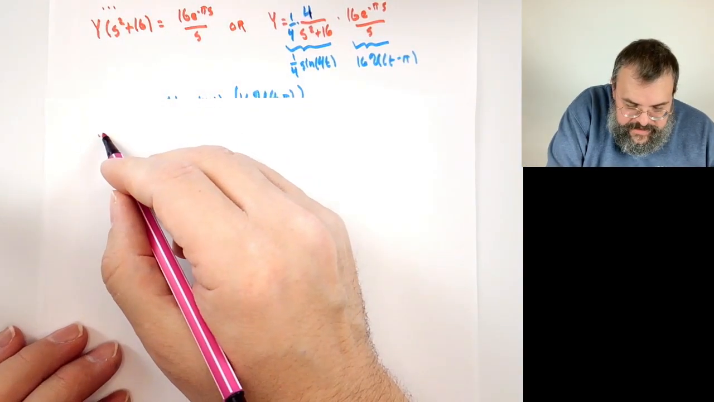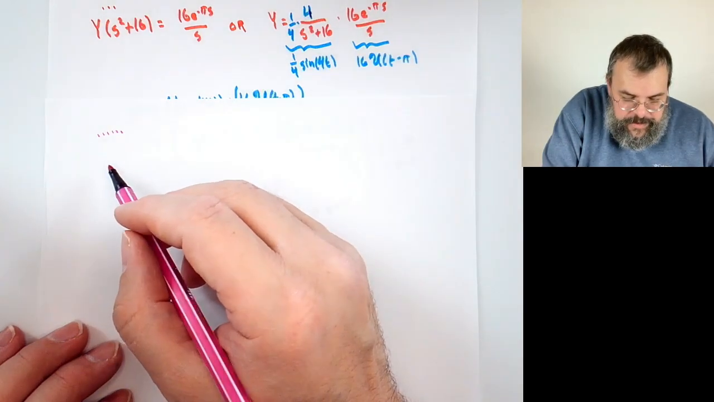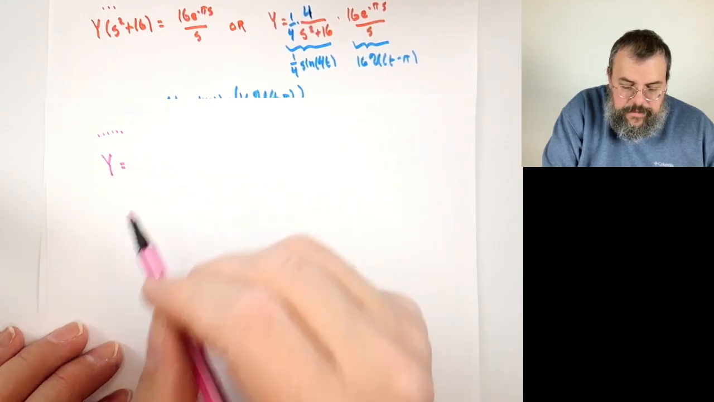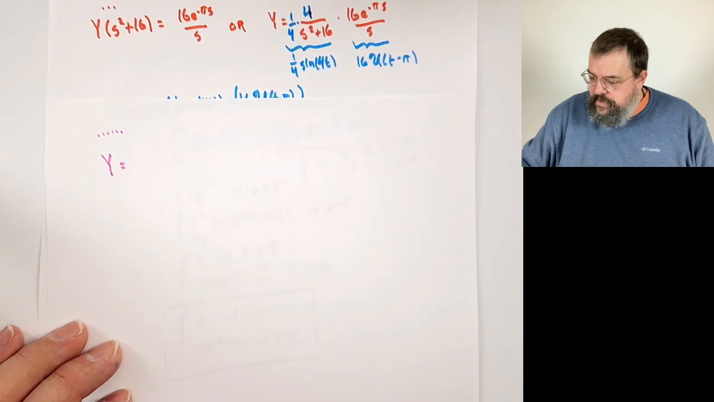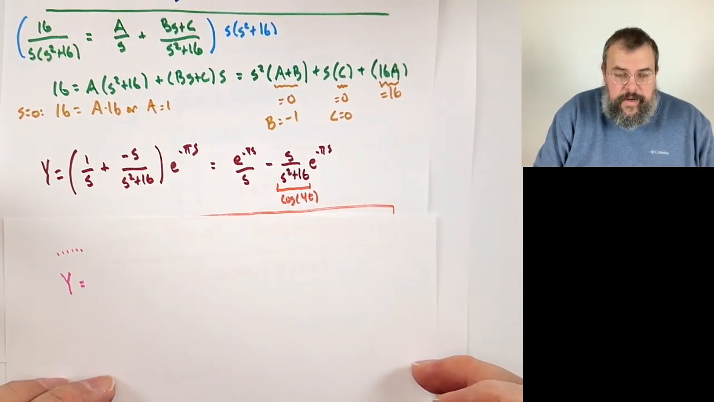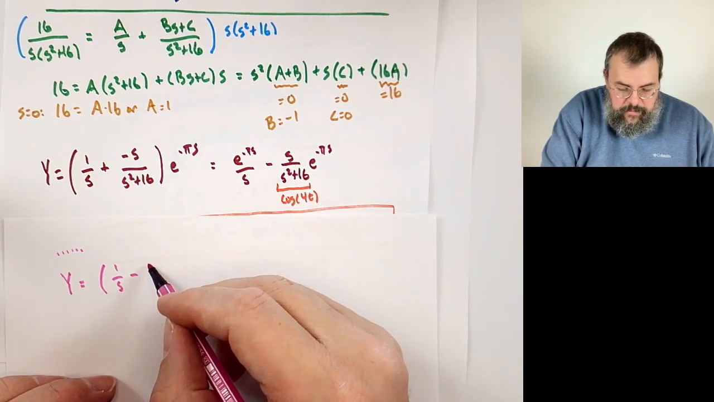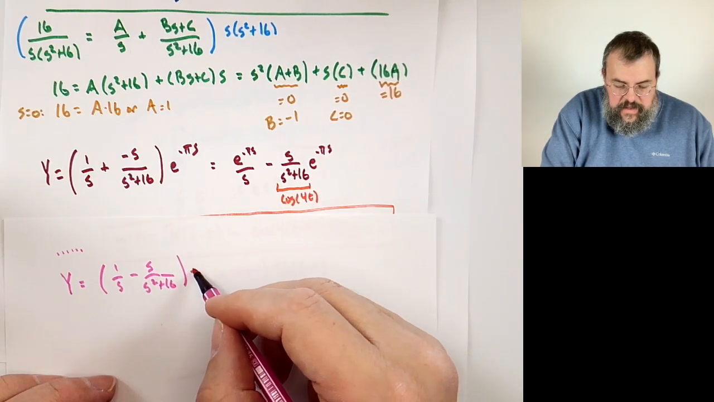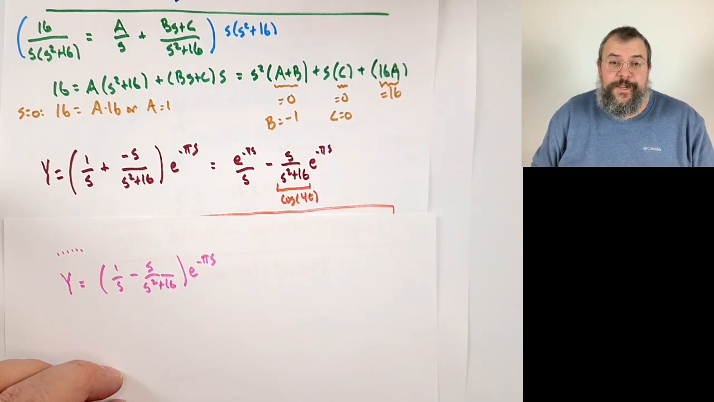So we have lots of dots. Suppose we've done a lot of work, and we come up with the following. We say, okay, look, y is equal to the following. In fact, I'm just going to copy this part: 1 over s minus s over s squared plus 16, times e to the minus pi s. So in other words, we did our partial fraction decompositions.